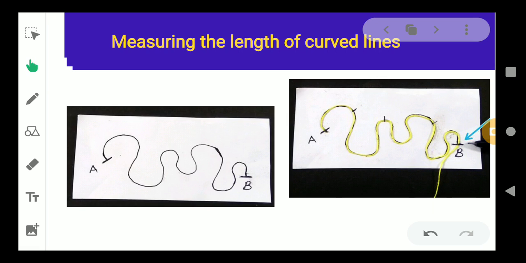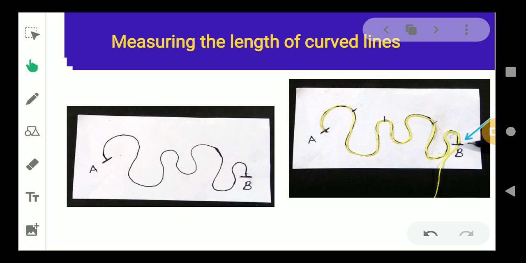To measure the length of curved lines, you can use a string or a thread. Here I took a thread and fixed it properly at one end, and along this line I kept the thread in a proper way, and I marked the end also. After setting it like this, you can take it out by holding at this end, and using your measuring tape you can measure the length. So that will be the length of this curved line. Did you understand it?